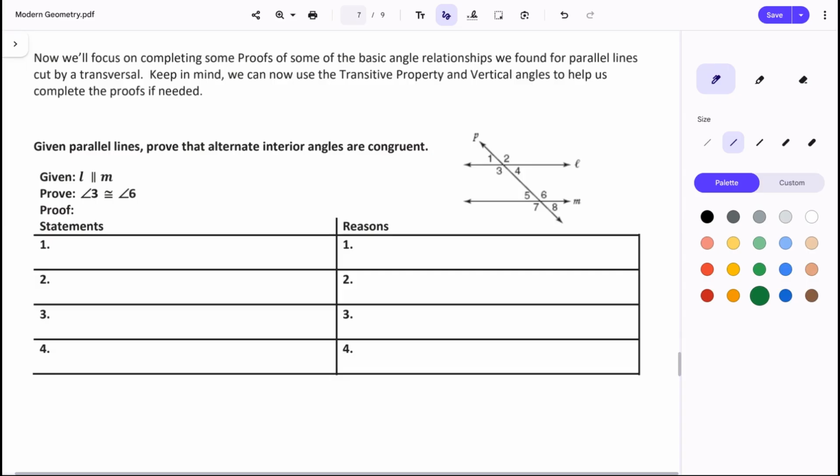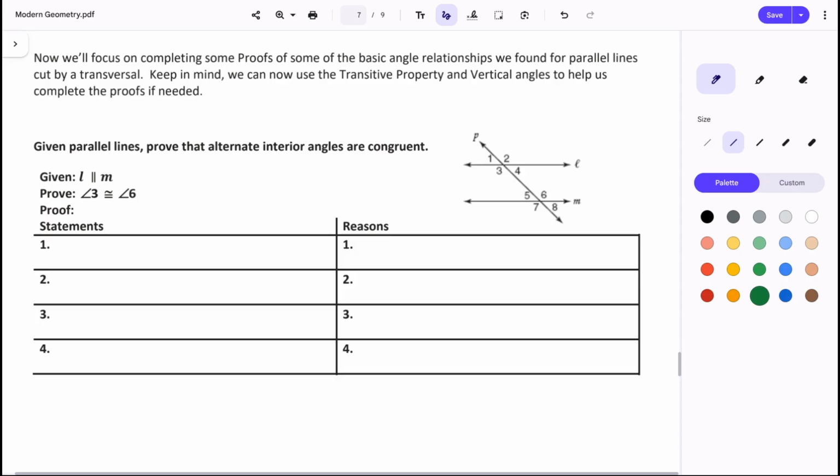Now, when they want you to prove that a certain pair of angles are congruent or supplementary, you are not allowed to use the angle pair that you see as your reason. For example, on this first one, it says, given parallel lines, prove that alternate interior angles are congruent. They want you to prove that 3 is congruent to 6. Do you all see that? Look at where 3 and 6 are in the picture. Are 3 and 6 alternate interior angles? Yeah. You're not allowed to use alternate interior as a reason.